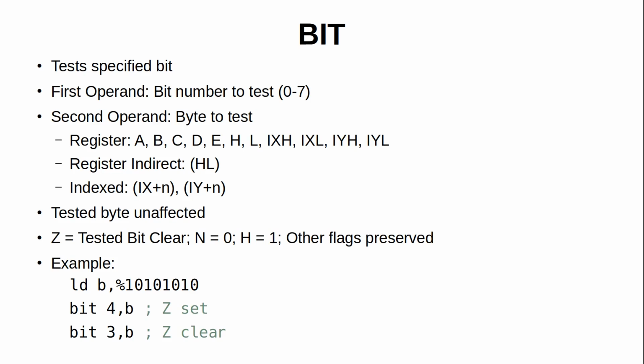BIT can have any bit number, 0 through 7, for the first argument, and the second can be any general-purpose 8-bit register, using HL indirectly or an offset from either index register. BIT will not change the register or memory location being tested. It only affects the Z flag as expected, as well as clearing the N bit and setting the H bit. The carry bit is preserved, but the other status flags will be set to unknown states.